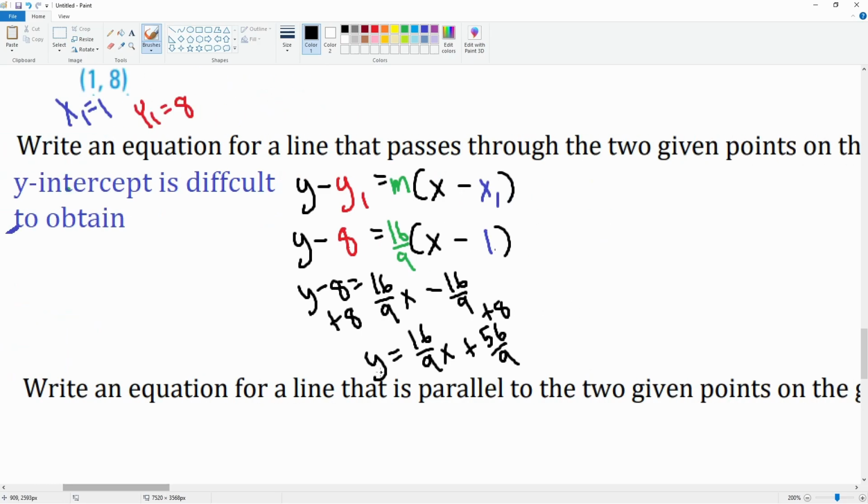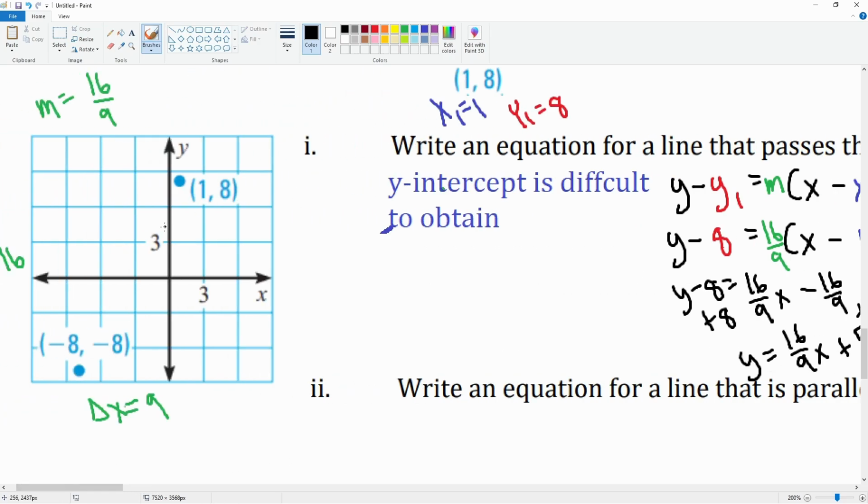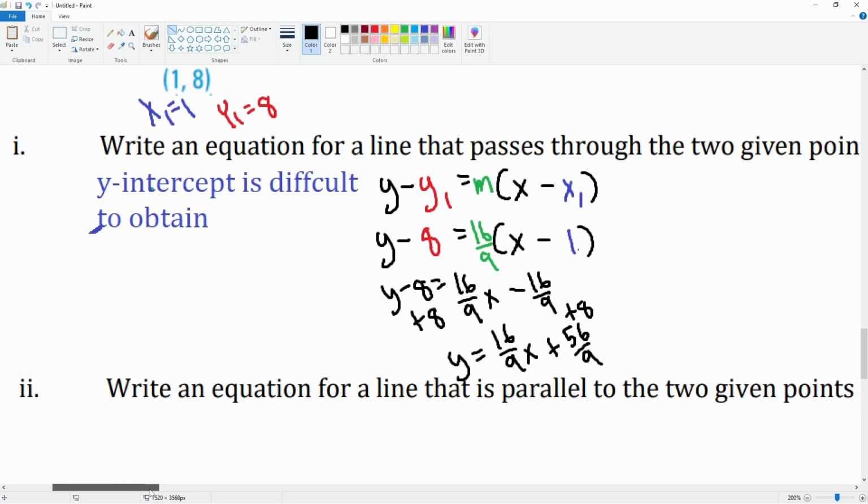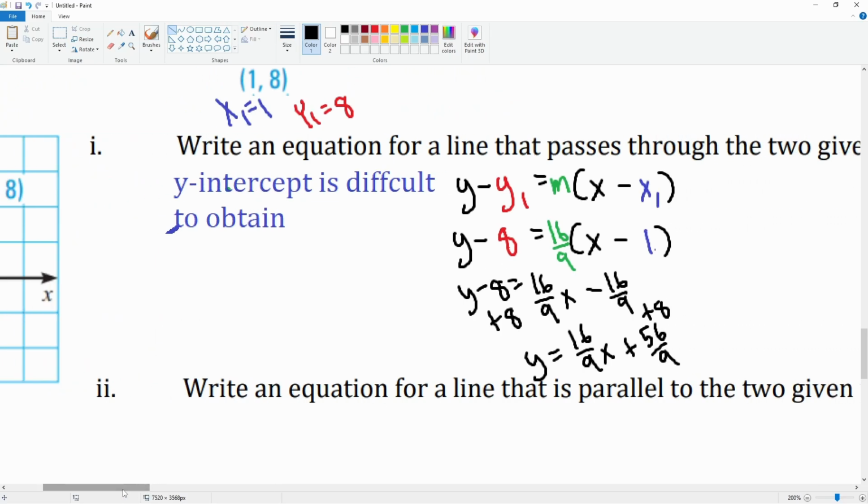The decimal version of this is like 6.22. Wait, hold on, does that make sense? Let me draw this to see if the y-intercept makes sense. Does it work? Yeah, so 3, 6, it looks right. It does look like it's in the 6th spot. Yeah, good.